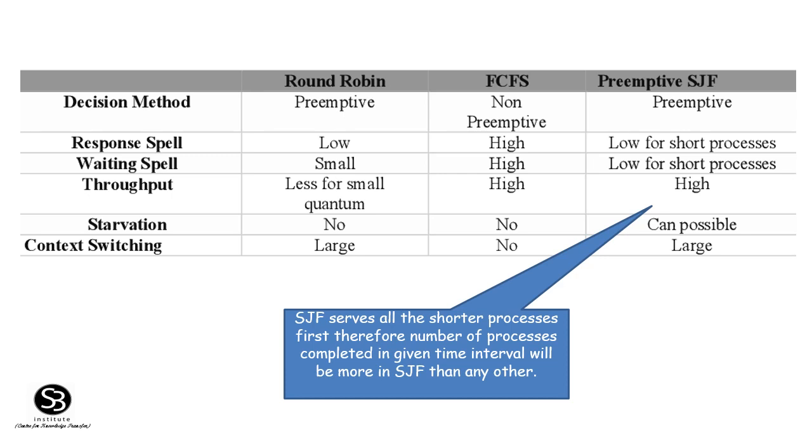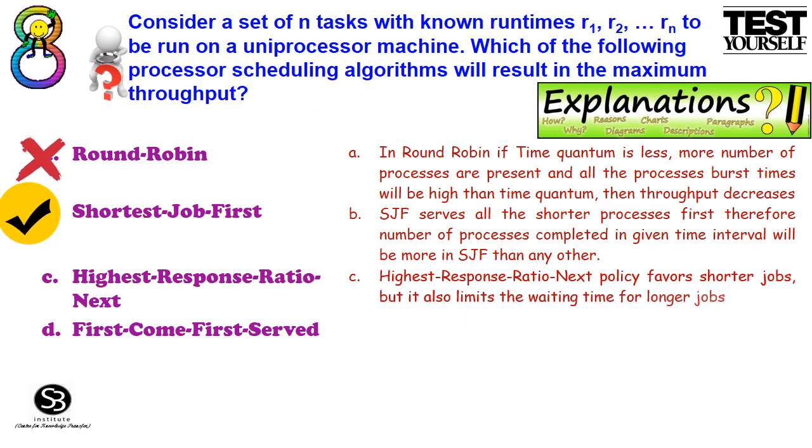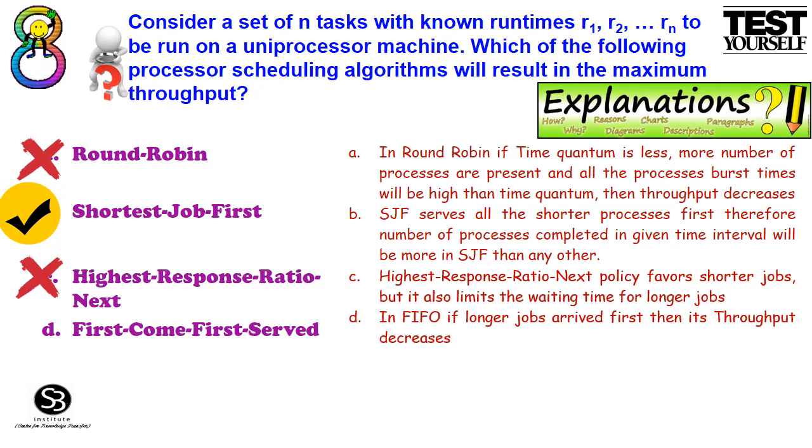Option C, highest response ratio next. Highest response ratio next policy favors shorter jobs, but it also limits the waiting time for longer jobs. Option D, first come first serve. In first come first serve, if longer job arrived first, then its throughput decreases. Hence, option B, shortest job first, is a suitable answer.